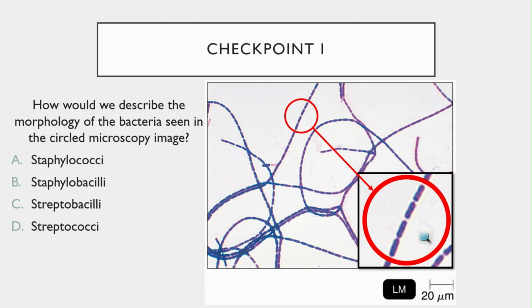Checkpoint 1. How would we describe the morphology of the bacteria seen in the circled microscope image? A little note here, you'll see in the bottom right corner, it will say 20 micrometers. And that's what we call the scale bar on a microscopy image. It's referring to the non-zoomed in portion of this image. I created the zoomed in image circled in red. You'll notice that this chain of bacteria is made up of many smaller bacteria. You can see the individuals there. Okay, so remember, we're looking at sizes of about 1 to 2 microns, so keep in mind that this is a chain of bacterium, not one single bacterium.